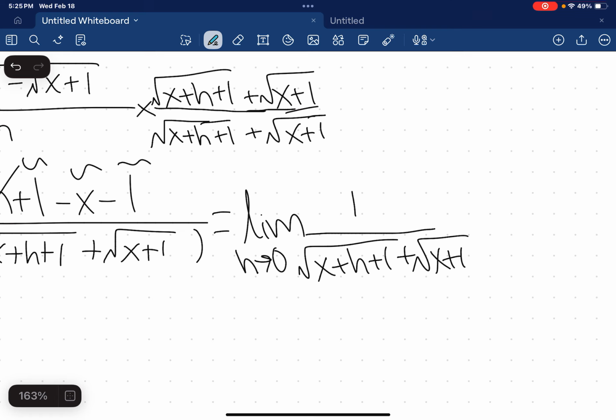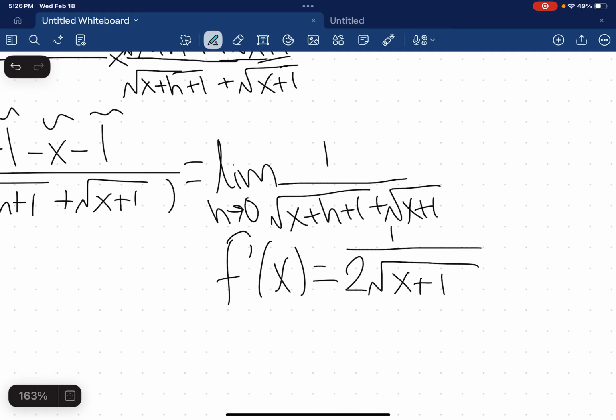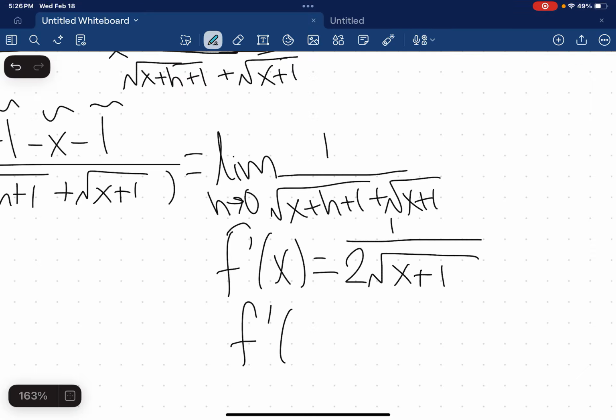Okay, and once again, it's fine if the h is on the denominator now, since we have other terms, which means that the derivative is going to be equal to, with h just going to 0, 1 divided by root x plus 1 plus root x plus 1, which is going to be 1 over 2 root x plus 1. And it's asking us to find that at 3, was it? Okay.